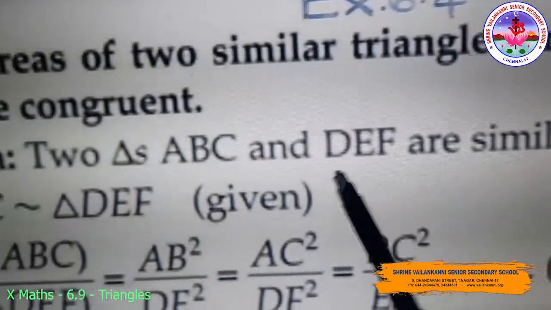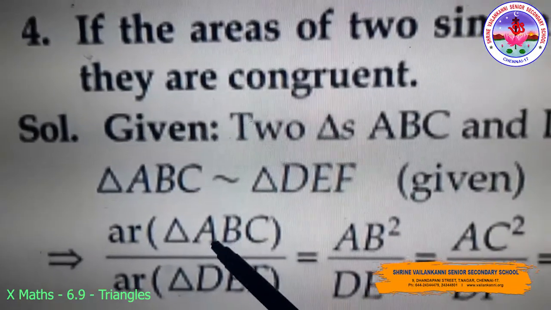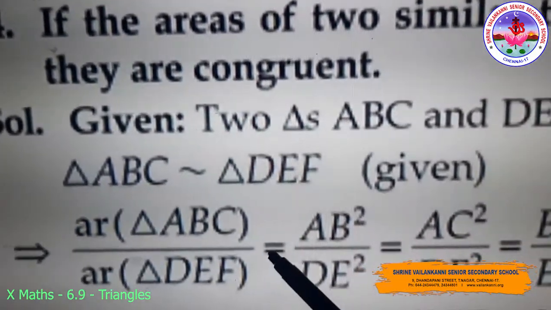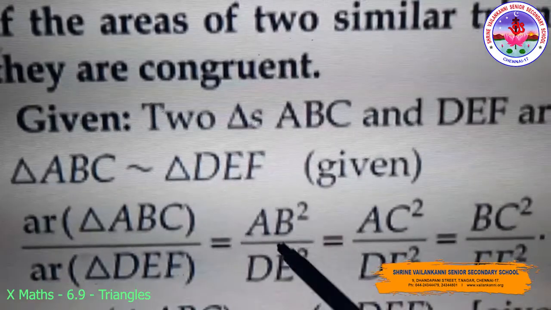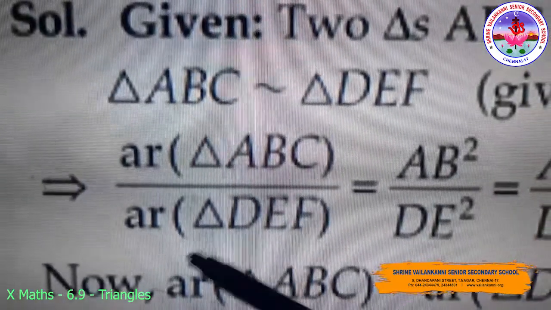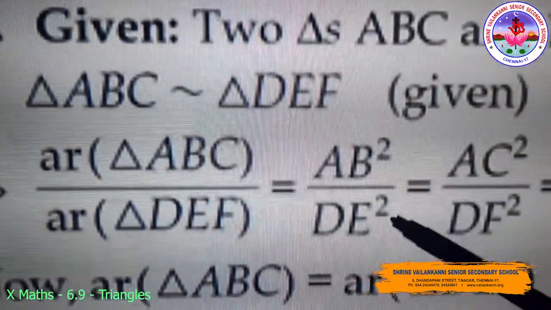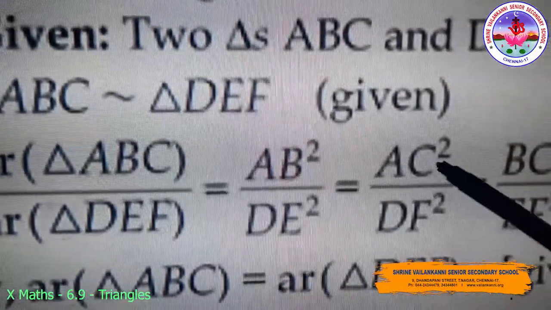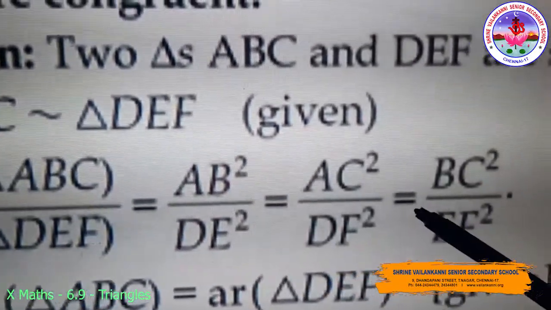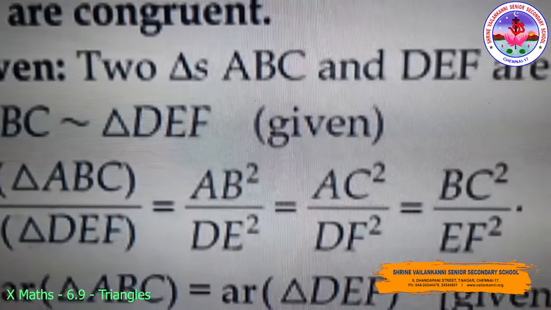So according to the theorem, if two triangles are similar, then the ratio of their areas is equal to the ratio of the squares of their corresponding sides. So area of triangle ABC by area of triangle DEF is equal to AB square by DE square, which is equal to AC square by DF square, which is equal to BC square by EF square, calling this equation 1.